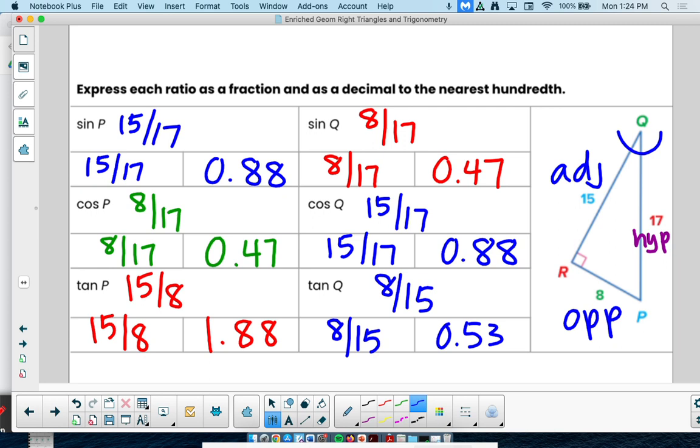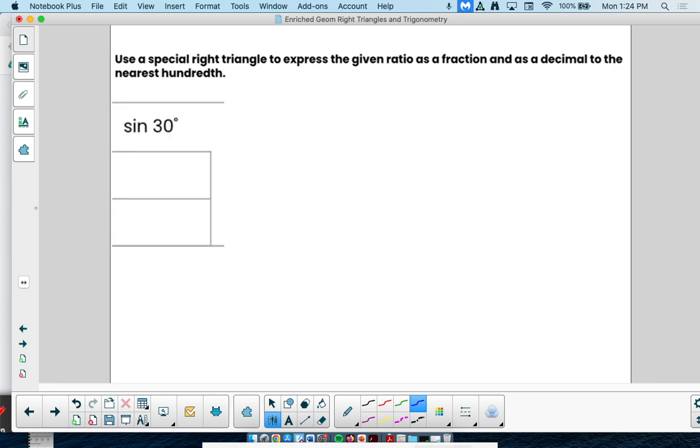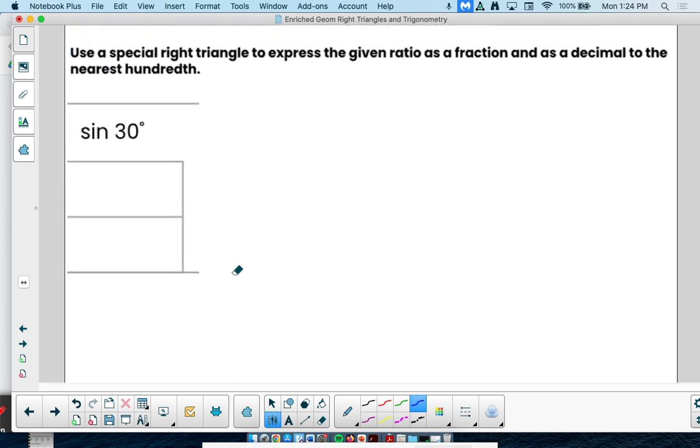Okay, now we're going to do the same thing, but with our special right triangle that we worked with, was it last week, 2 weeks ago? So it says use special right triangles to express the given ratio as a decimal to the nearest hundredth and a fraction. So we have the sine of 30 degrees. So let's draw a 30, 60, 90 in that space provided for you there. I seem to always draw mine this way where my 60-degree angle's in the bottom, but you can draw it really however you want. There's your triangle.